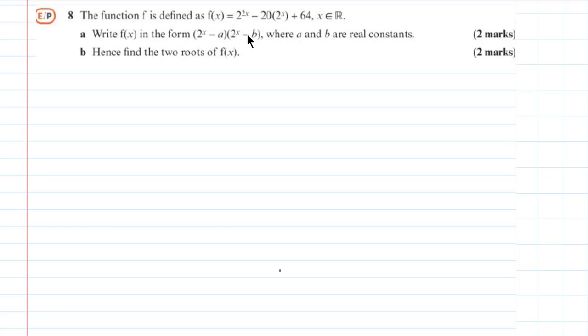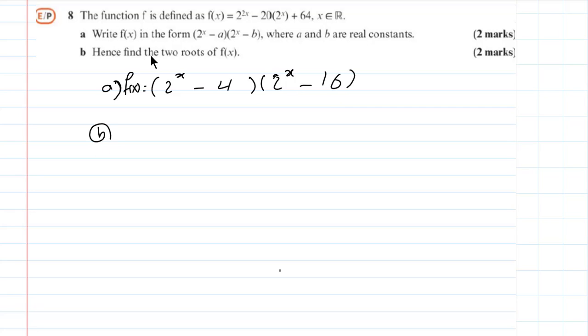Question 8, the function f is defined as, okay, very good. Write f of x in the form, okay, we solved before a question similar to this question. We can factorize it easily by writing it as the following. We can write 2 power x here and 2 power x here, because 2 power x times 2 power x will be 2 power 2x, and then we can write here minus 4 times minus 16. Their product is 64 and their sum is negative 20. This is f of x.